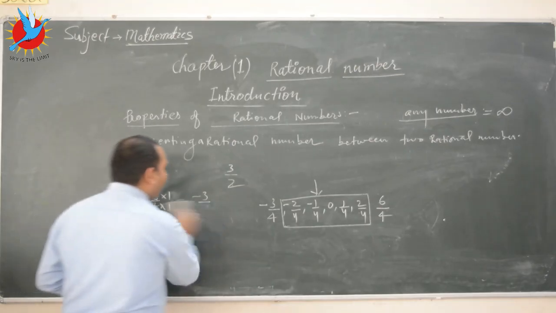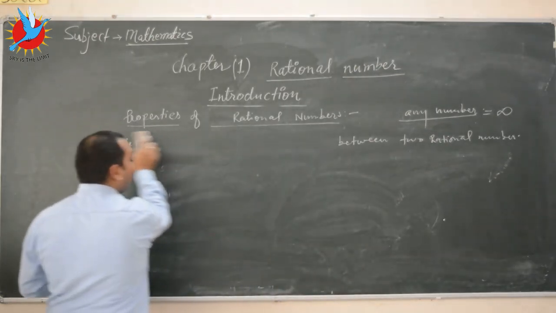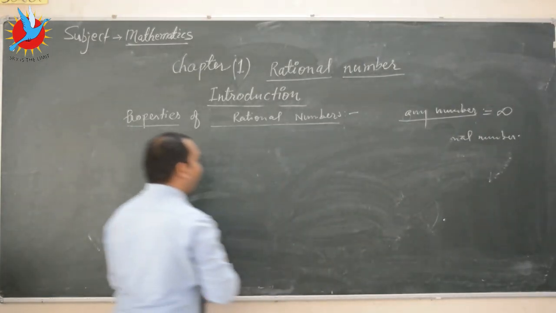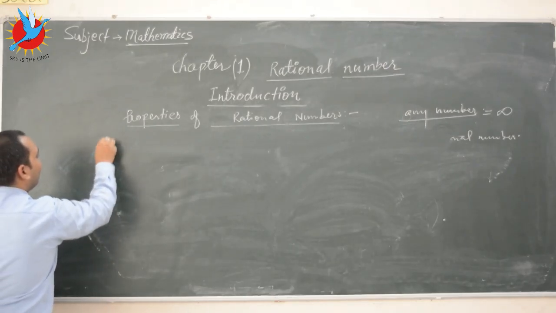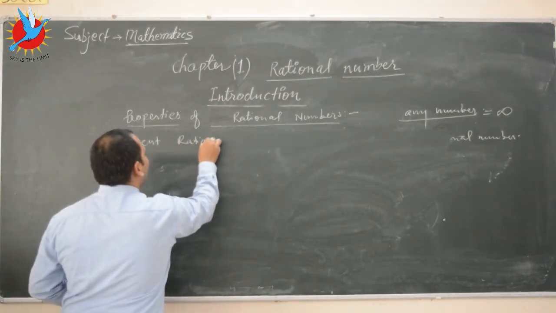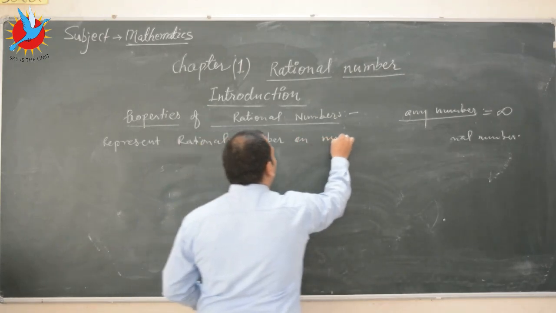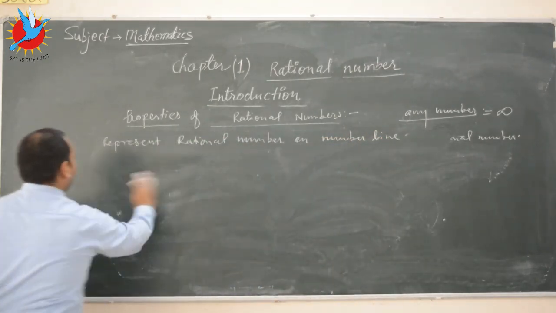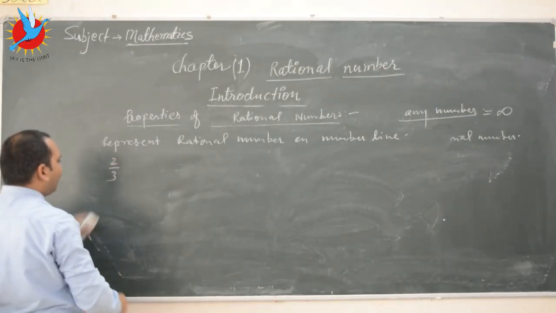Next one, represent the rational number on the number line. Last topic, represent a rational number on the number line. Represent 2 upon 3 on the number line.